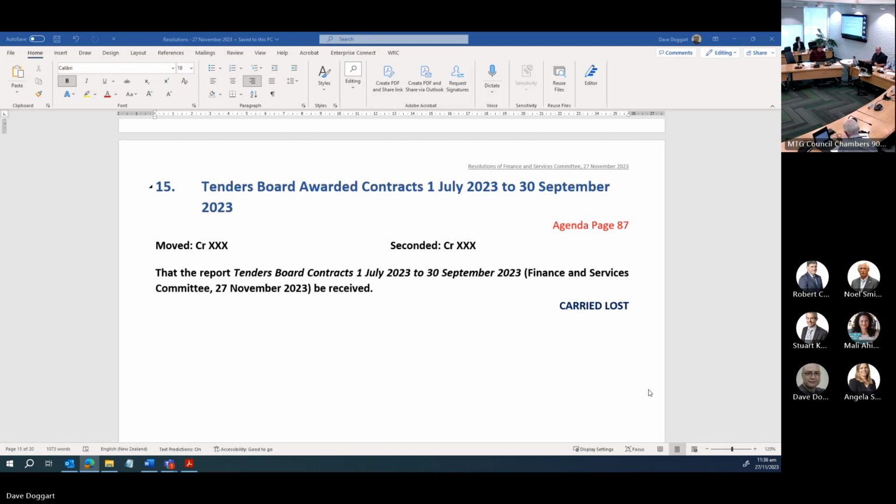Okay, so we had that little discussion. Are we happy? We've got a resolution: tenders, board awarded contracts. Can I have a mover, please? Robbie, and Stu seconder. All in favour? Thank you. Carried.